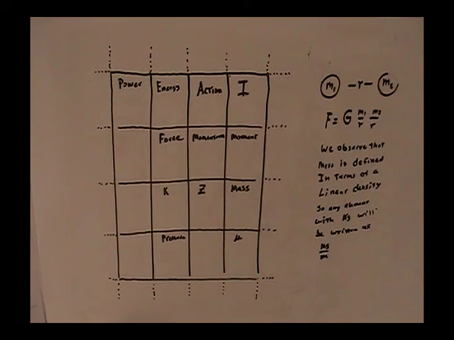For constructing our units. From definition, the force between two masses, such as here and here, can be expressed this way. Force equals the gravitational constant G times m1 over r, m2 over r. We observe from this that mass is defined in terms of a linear density. So we conclude that any element with kilogram should be written as kilograms per meter. Okay, so that's our first rule.